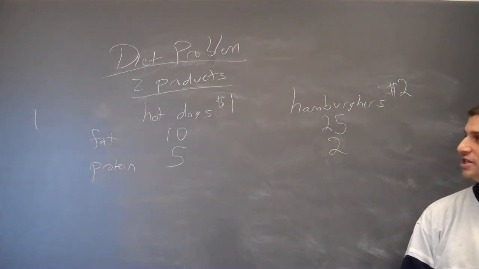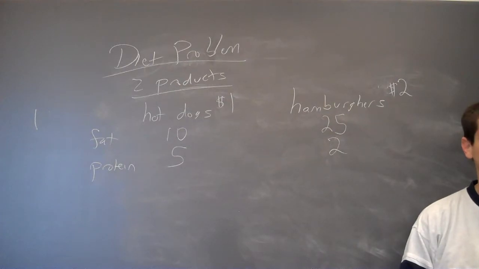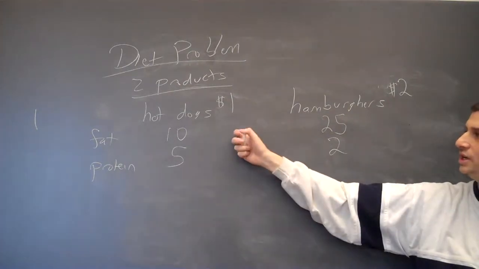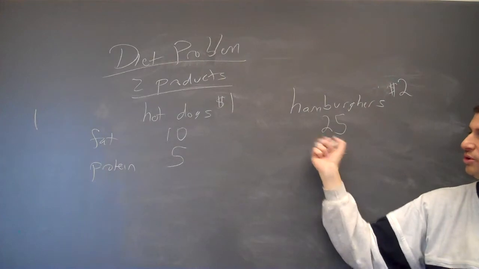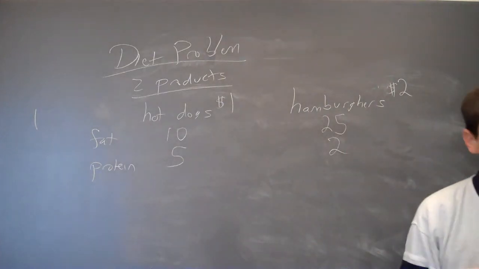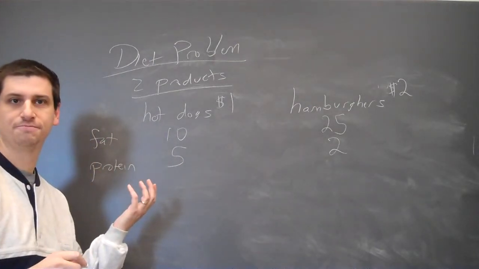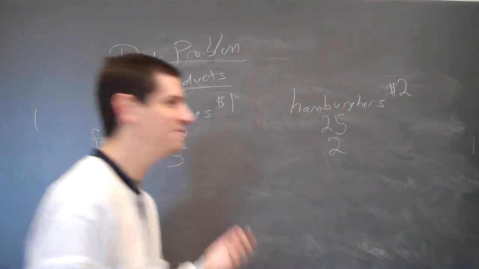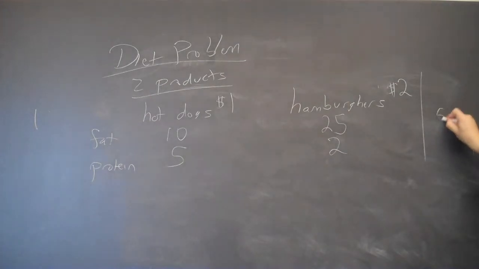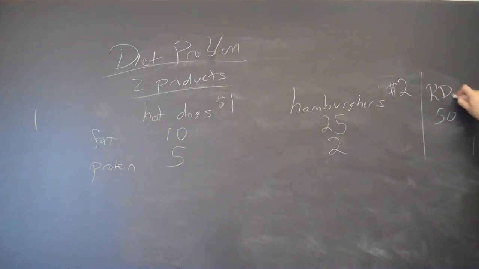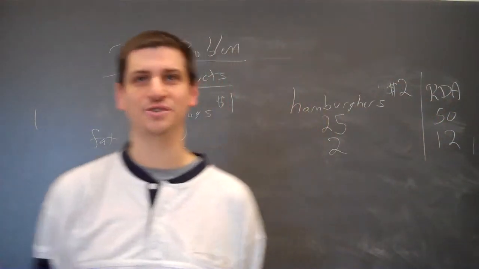And so now when you look at this, it's not clear what's the best thing to do. Because if I double the hot dog, I'm great on the protein, but not so great on the fat. And so, how much fat do I need a day to stay alive? 50. Recommended daily allowance. And how much protein? 12. So again, depending on the numbers you put here, that's going to affect your answer.